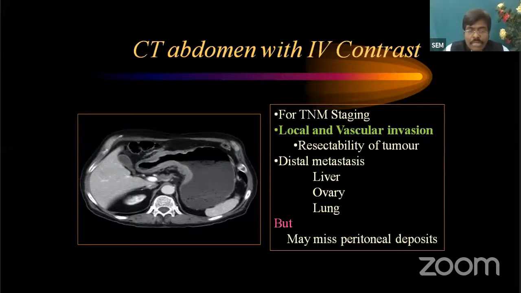Nodal enlargement, yes, you can find out. Liver secondaries, yes, you can find out. TNM, everything you'll find out by CT. The most important thing, of course, is the resectability of the tumor. See, very, very important.